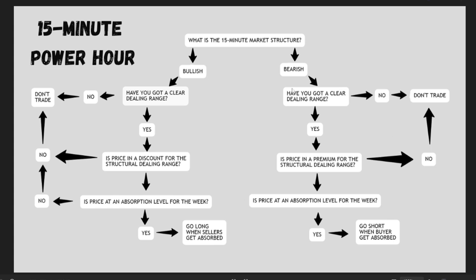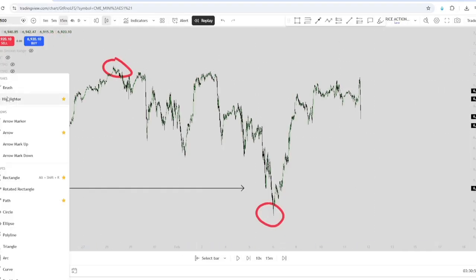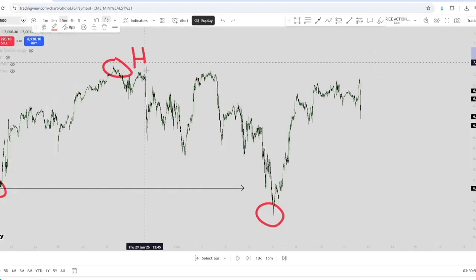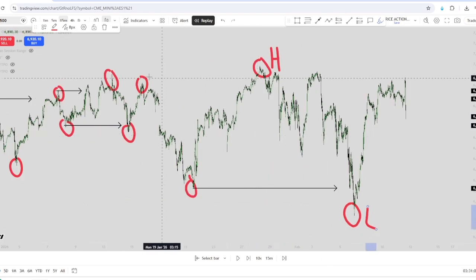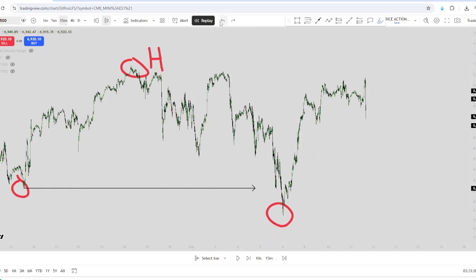Now, step two is, have you got a clear dealing range? So what do I mean by dealing range? If you watched any of my previous videos, you will know that I refer to dealing range as the most recent high, so that's going to be up here, and the most recent low, that's down here. Of course, you need to have your market structure correct and valid in order to make your dealing range correct. If your structure is off, you're going to have a difficult time finding your dealing range.